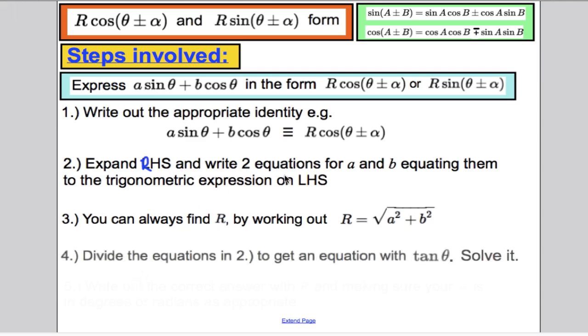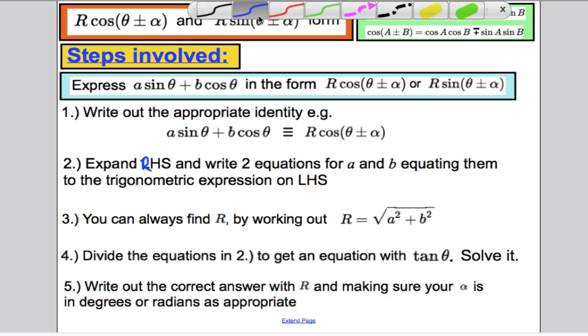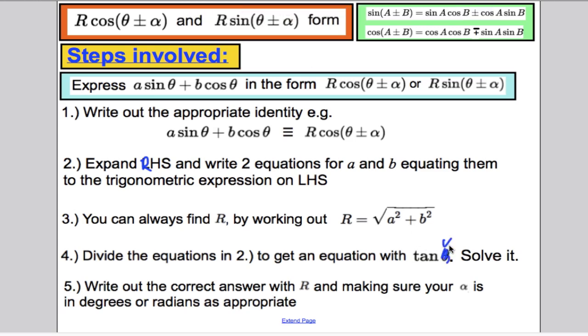Lastly, you divide the two equations you've worked out in step 2, and you get an equation with tan alpha, sorry, I said tan theta, it should be tan alpha. You solve it for alpha. Make sure your alpha is in degrees or radians as appropriate. The last thing you do is write out your answer with the r you found and the alpha you found. So they're the steps. Let's have a go at more examples.